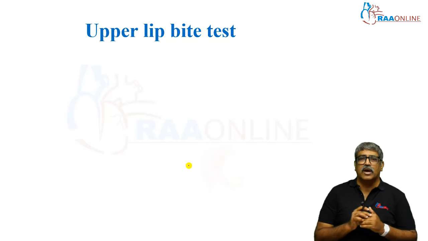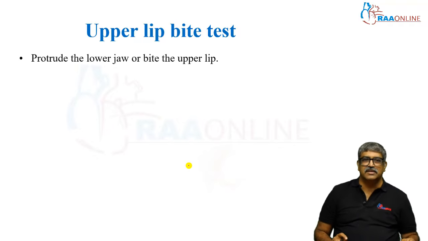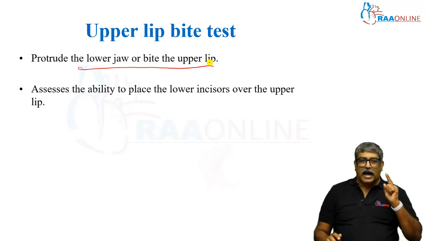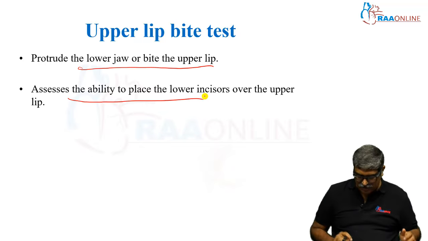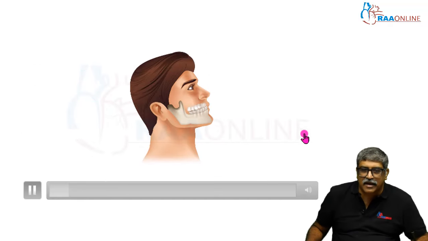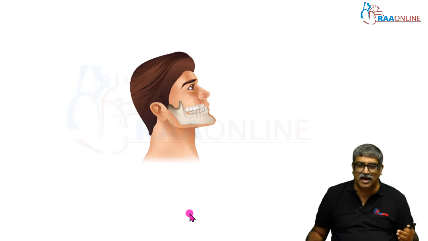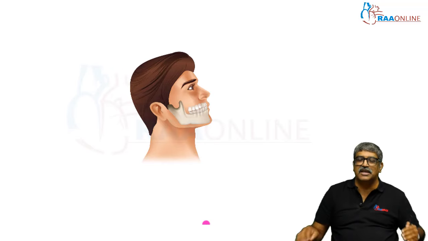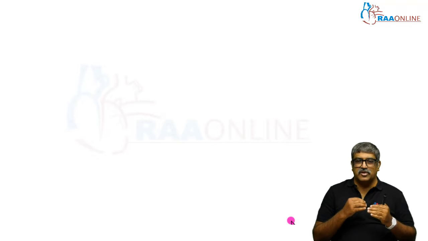Now coming to the upper lip bite test, where you bite the upper lip with the lower incisor. You protrude the lower jaw or bite the upper lip. Assess the ability of placing the lower incisor over the upper lip. It is graded A, B and C. In grade A, your lower incisor can be protruded anterior to the upper incisor. That is grade A. In grade B, the lower incisor is brought edge to edge with the upper incisor, and in grade C, the lower incisor cannot be brought edge to edge over the upper incisor.